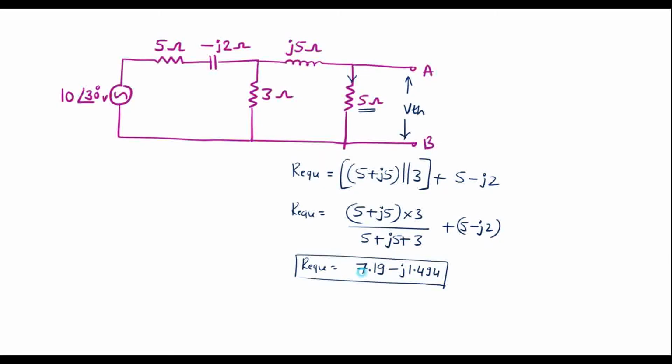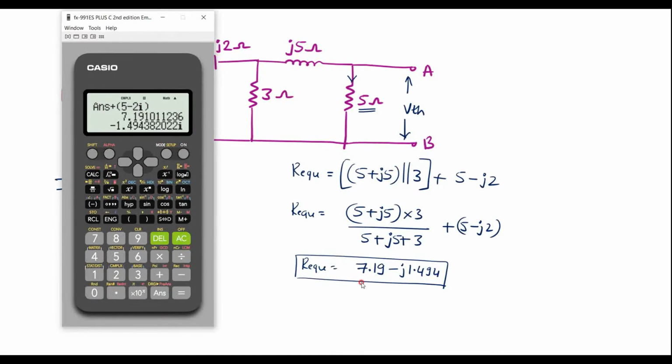Now let me calculate the total current in the circuit. Let the total current be I. Therefore, I is equal to V by R, that is 10 angle 30 degrees divided by the total resistance, that is 7.19 minus J1.494. Let me calculate I.